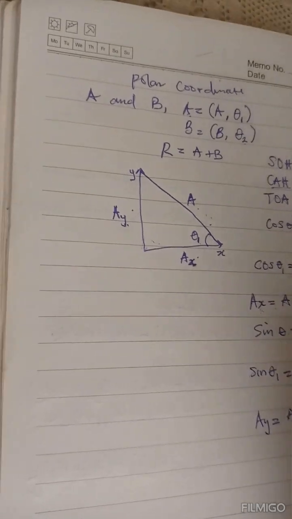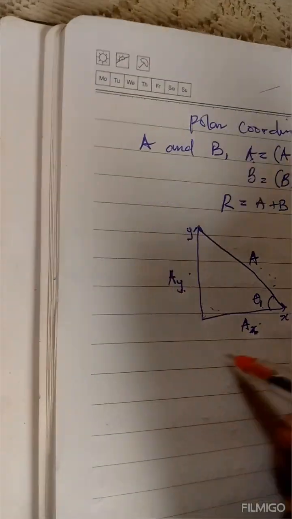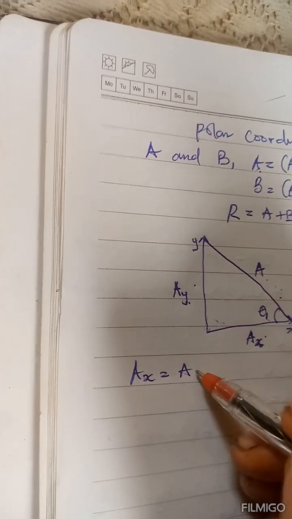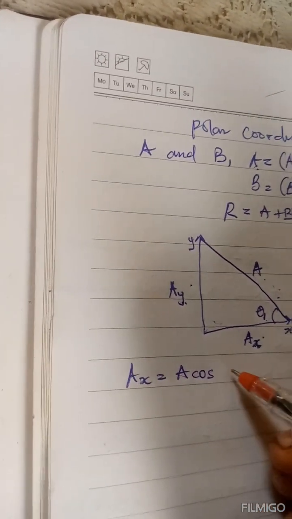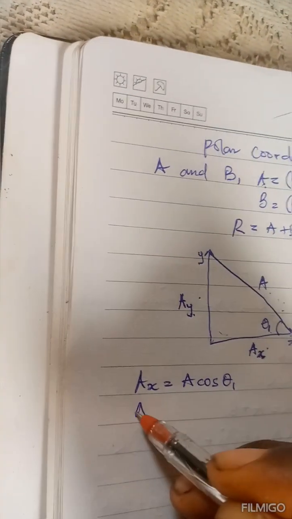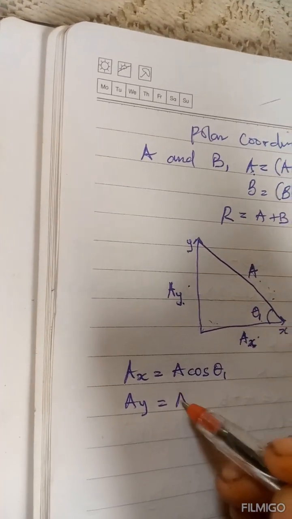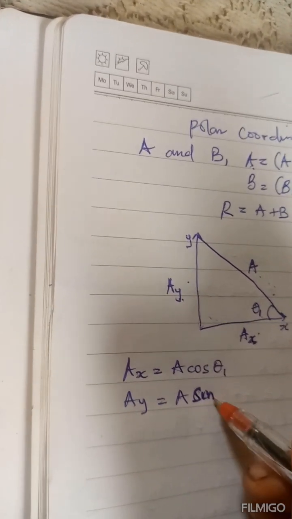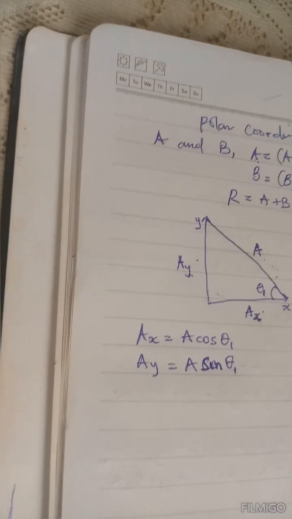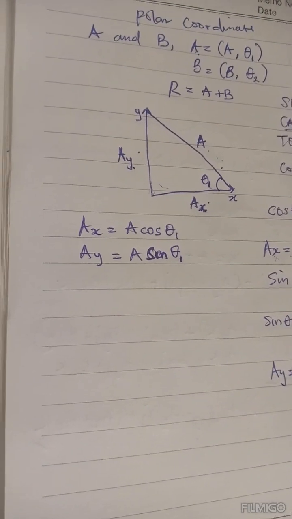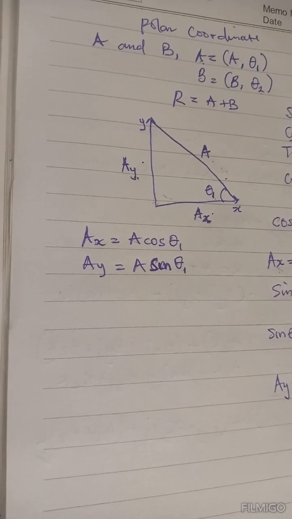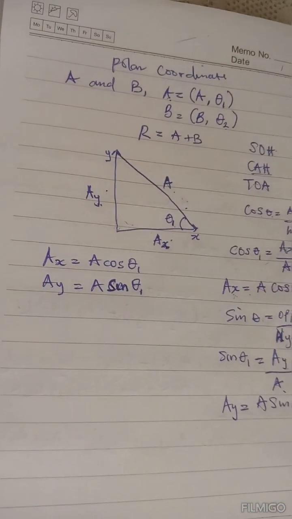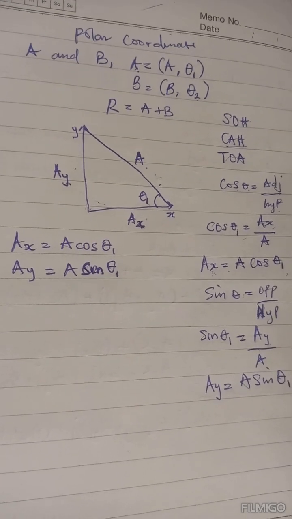Okay, so now let's put these two together. We are able to find that ax is equal to a cos theta 1, and ay equal to a sine theta 1. So I think we are good with that. This is how we got all of this using trigonometric functions.